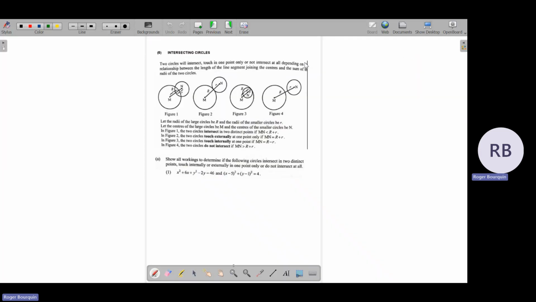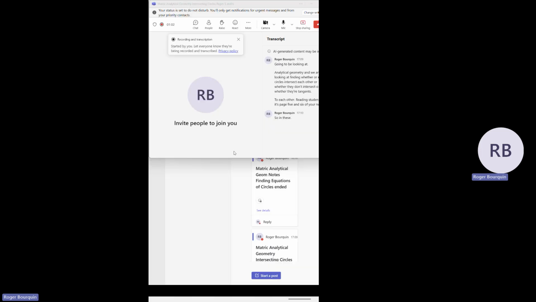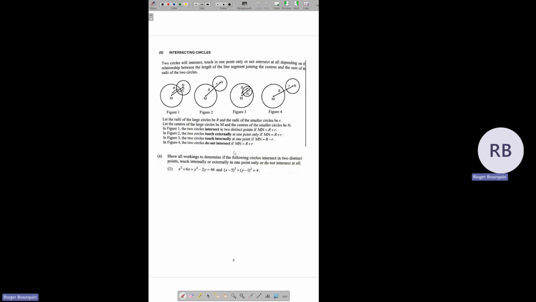Right. So, in these questions it says two circles that intersect, touch in one point only, or not intersect at all, depending on... sorry about that. The two circles will intersect, touch at one point only, or not intersect at all, depending on the relationship between the length of the line segment joining the centers and the sum of the radii of the two circles. So the kind of questions you get are, do these two circles intersect?